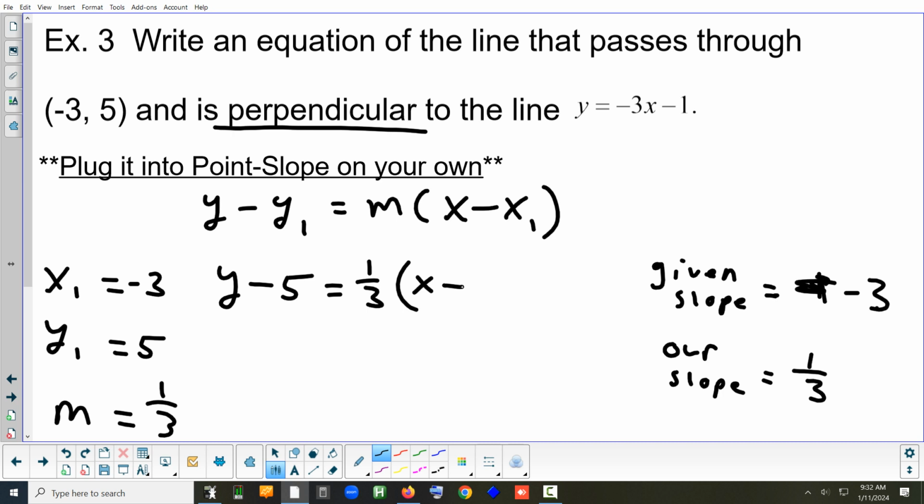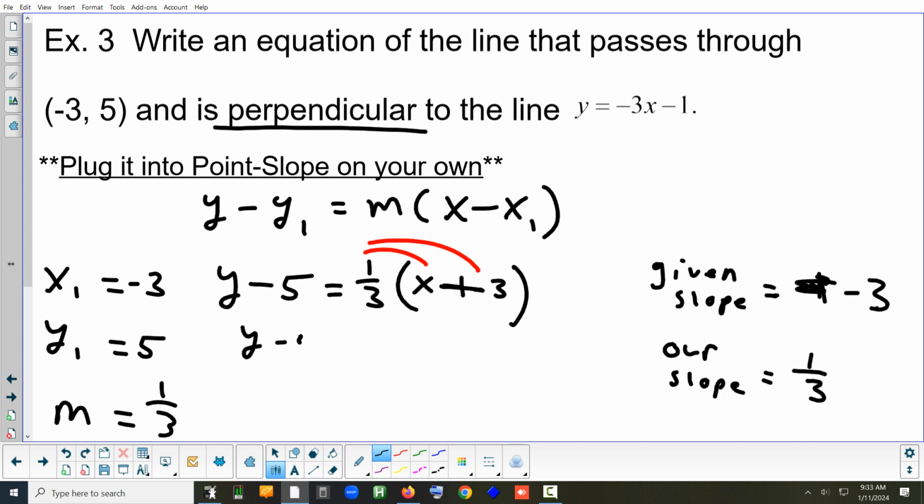X minus -3. And what's going to happen with the x minus -3? It's going to become a positive. So that's point slope. Now I asked you guys on this one to go one more step and change it to slope intercept. First thing you have to do is distribute.